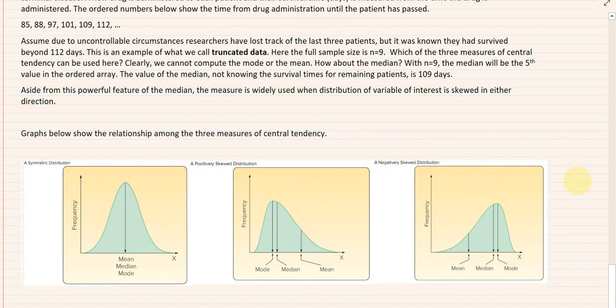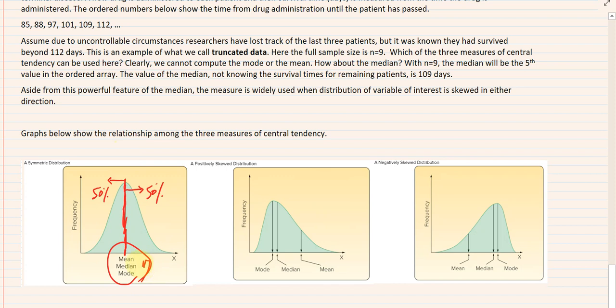Now, this is the relationship among them. First, in a symmetric distribution, all three scores are the same. Median is the middle value, so right in here, 50% are below and 50% are above that. That's the characteristic of the median, the middle value in an ordered array.